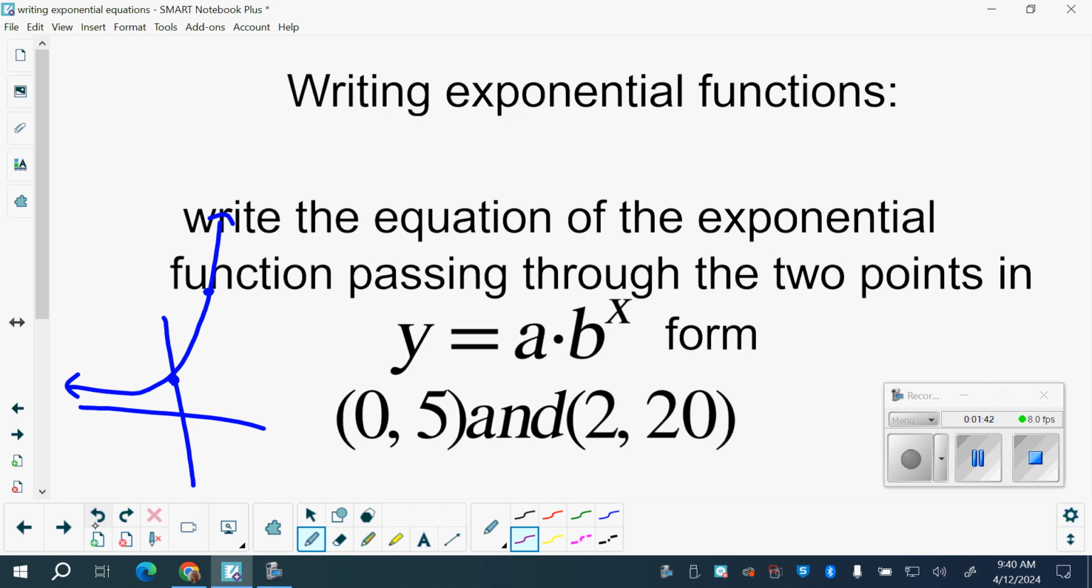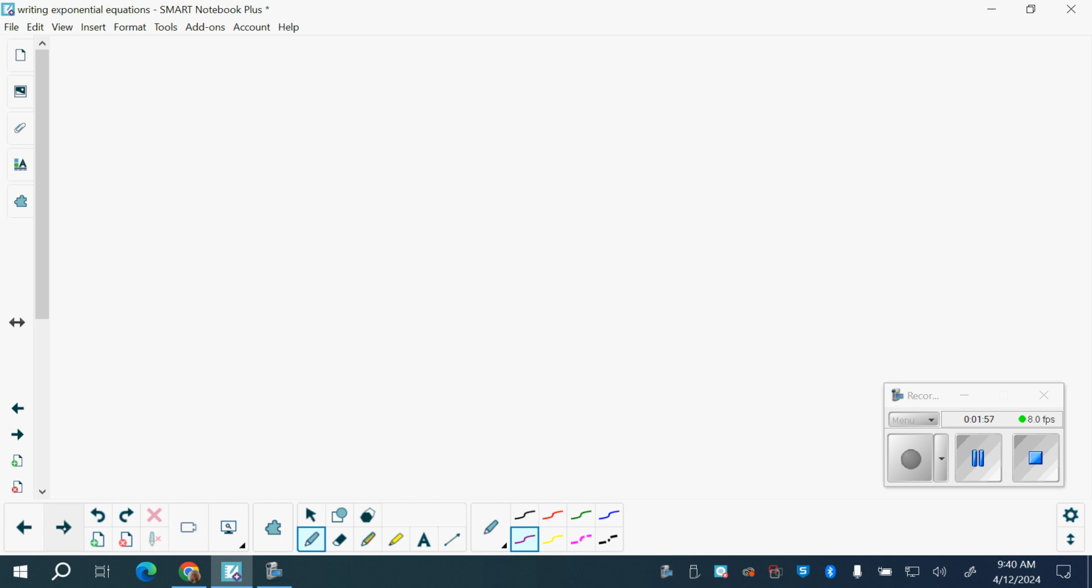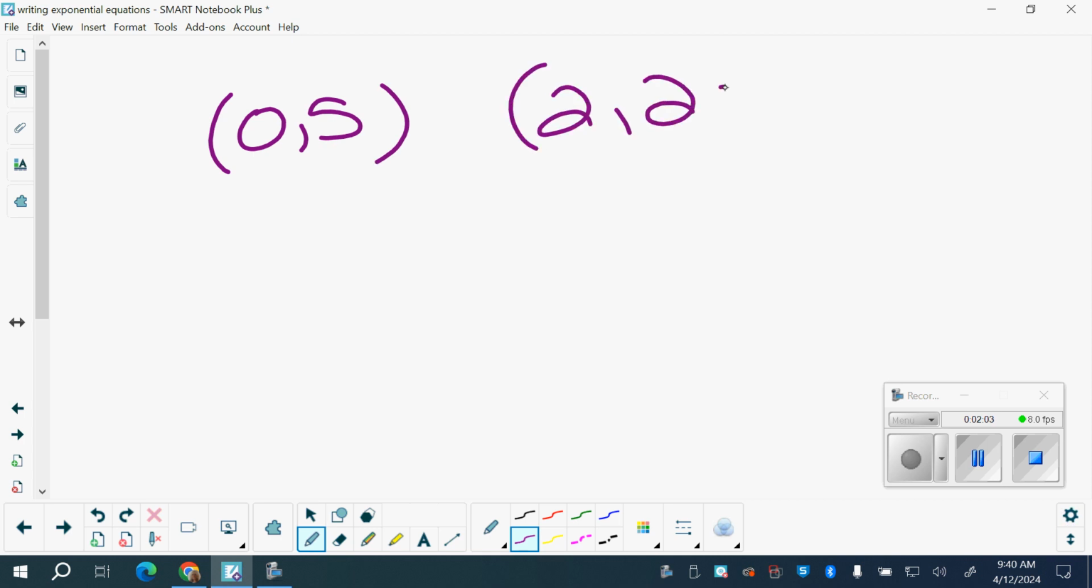So what it is today is an exponential function. We are writing exponential functions. Are you ready? It's easy, it's light work, you will like it. Put your phone away. So there we go. Here's point 1, (0, 5). Here's point 2, (2, 20). Super easy.